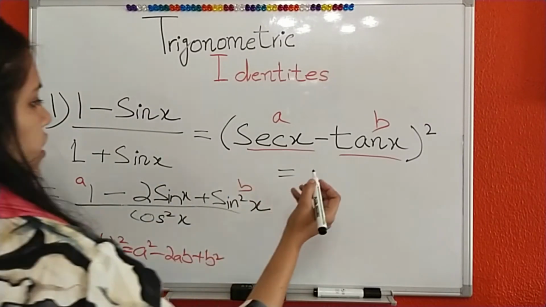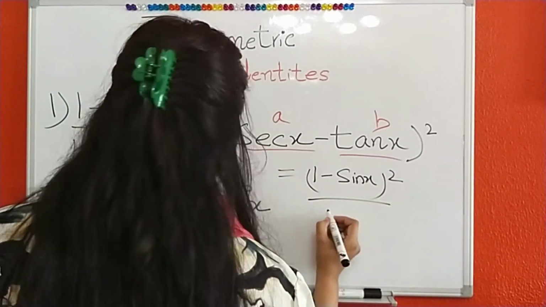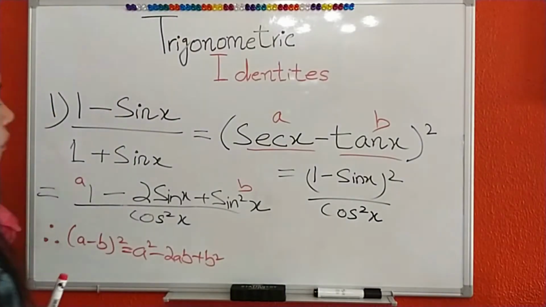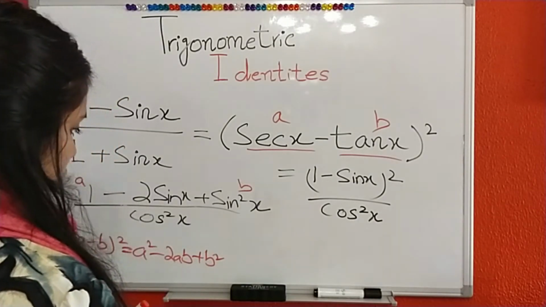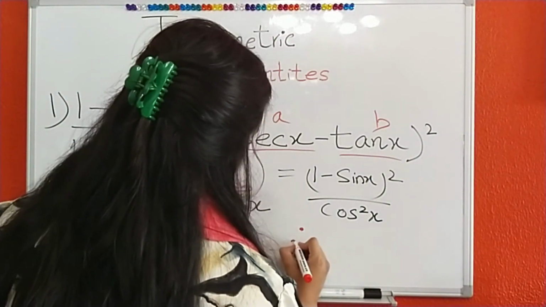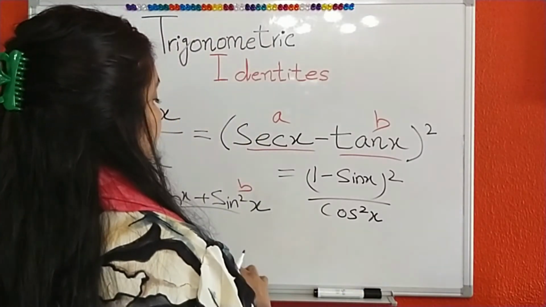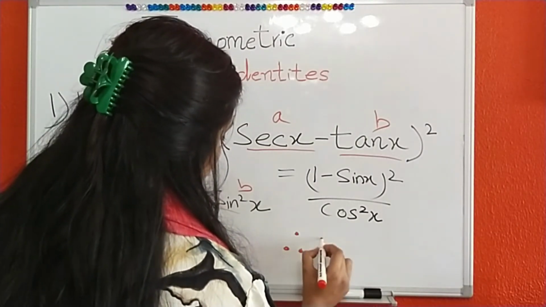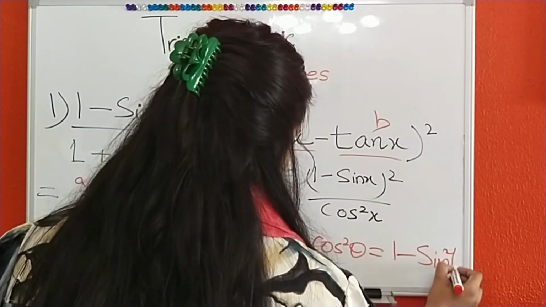So it is like (1 minus sine x) whole square over cos square x. Now this step is converted into this, but which identity do I need to put here? I am using the Pythagoras identity, which is cos square theta equals 1 minus sine square theta.